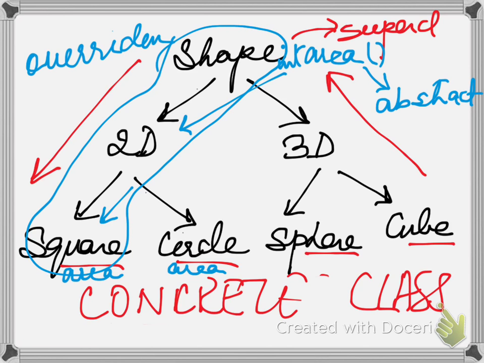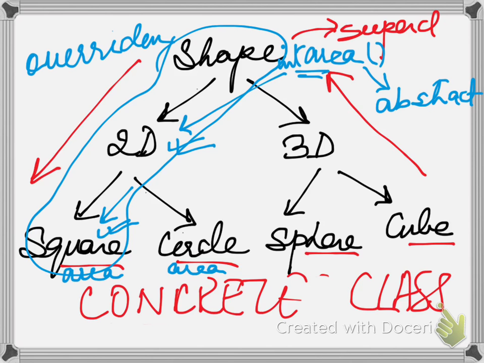So shape has one subclass 2D and one subclass square. So the area method has to be overridden either in 2D or in square. We can have the same along other parts also. So it becomes compulsory for either 2D or for square to override the area method.